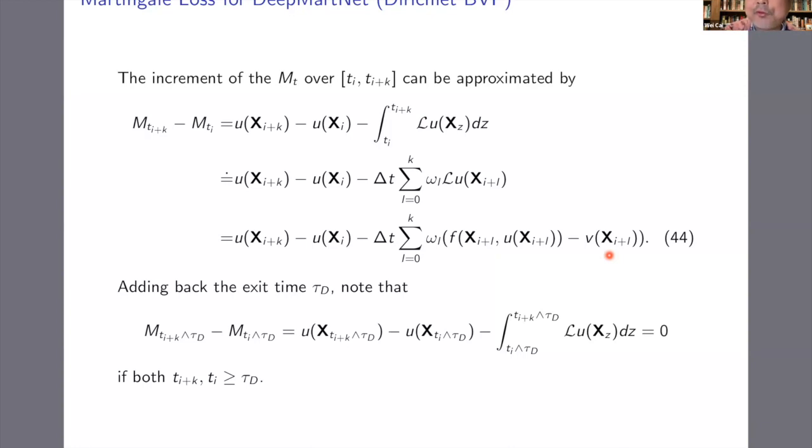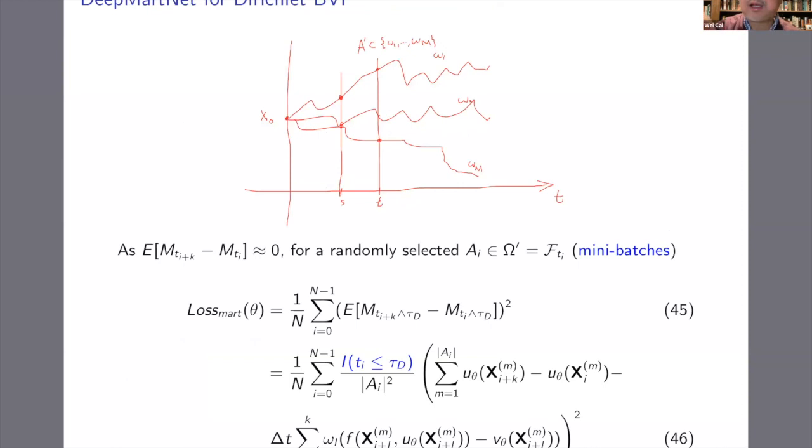Now, for the Dirichlet problem, you have to take the smaller of the time and the exit time. And this is just a Martingale if we do this, taking the smallest time. If both times are bigger than the exit time tau, this will be 0. But in general, you just have this one.